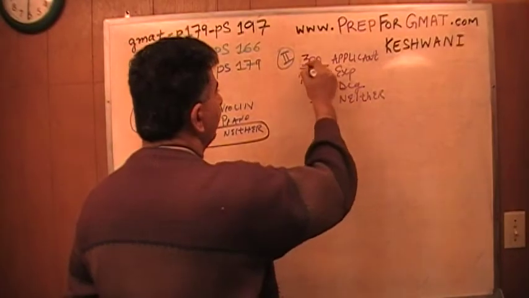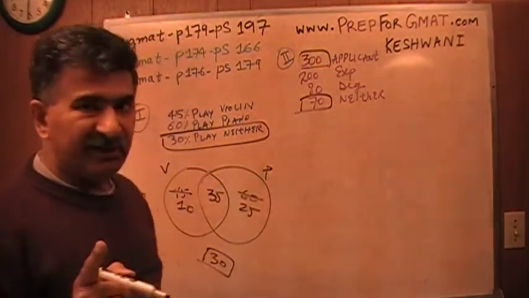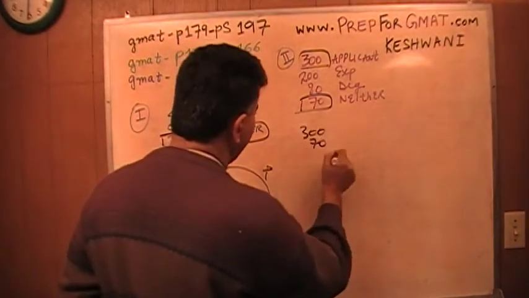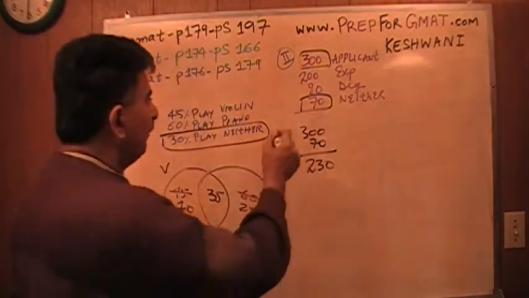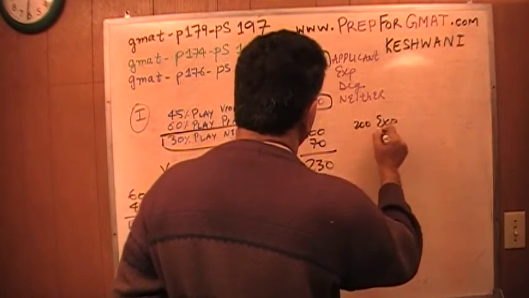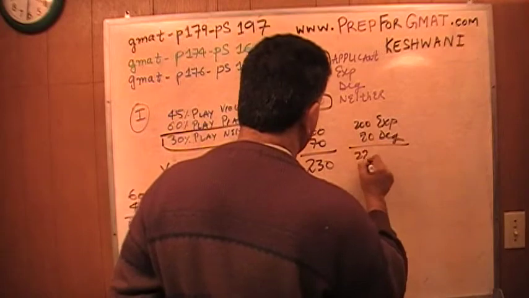Here, the total number of applicants is 300. And we are told that 70 of them have neither the experience nor the degree. 70 people have neither the experience nor the degree, which tells me that the remaining applicants are 230. But when I add up these two, 200 people have experience, 80 people have degrees. When I add up these two, that comes out to be 280.